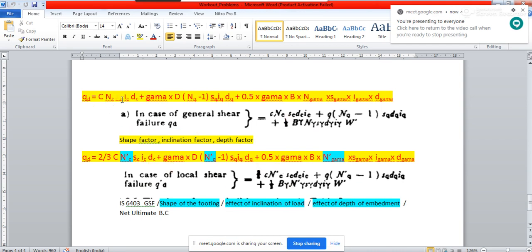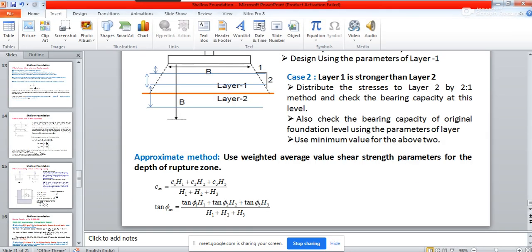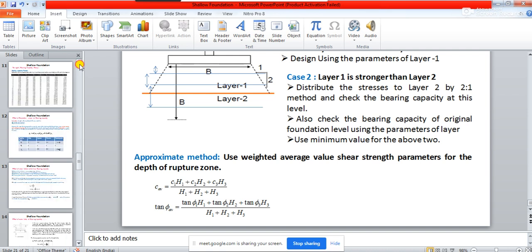So CNC, SC, IC, DC, then gamma, D, NQ minus 1, S gamma, D gamma, and then you see here you have the value of W dash, okay? This W dash, what I told you, is nothing but your Rw1. You see, this W dash factor is multiplied with what? This half of B. And if you go back to our formulation, let's go to the water table formulation. Where is it? Water table, this one.